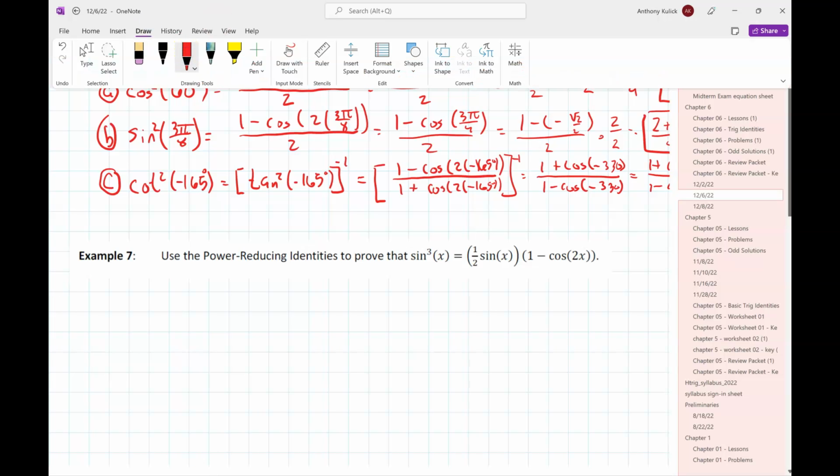The other thing that we'll often do with these identities is use them to prove things. So let's take, for example, this guy.